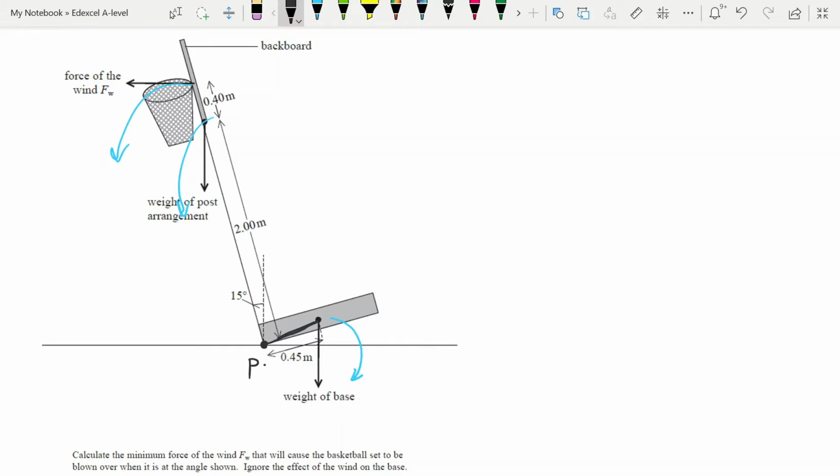So let's start with the clockwise one. We've got a little triangle here, and I'm going to draw this up here. Weight of base. 0.45 meters is the distance of the center of mass, center of gravity of the base from the pivot. We know the weight of the base already because we calculated that above. 868.2 newtons. It's always a good idea to use your higher resolution number.